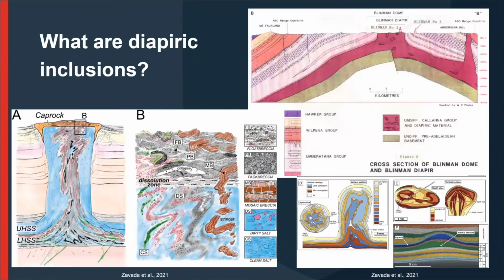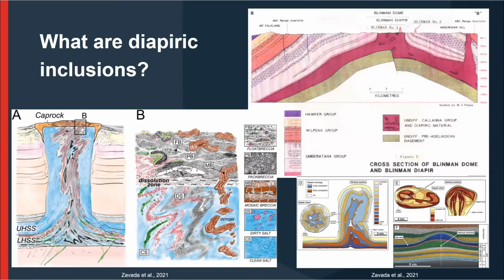The next thing I'm going to talk about, which is something I worked on more for my PhD, is understanding diapiric inclusions. These are bits and pieces of broken up rock that are inside of the salt diapir itself. I originally started studying this because I was drilling exploration wells for shale in the offshore Gulf of Mexico, and we would hit these things, and they're a massive safety risk. So that's kind of how this all got started.